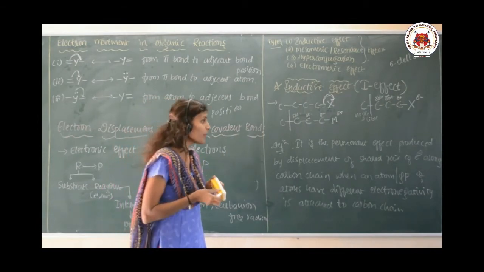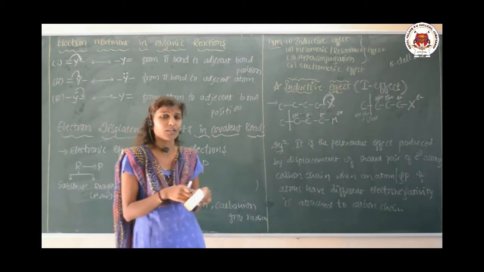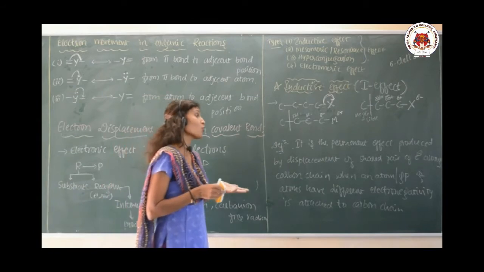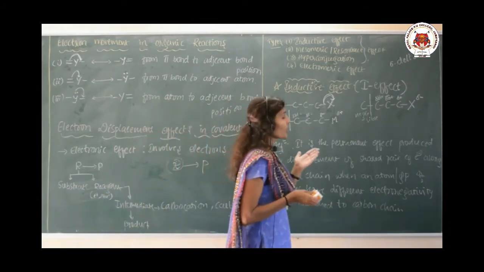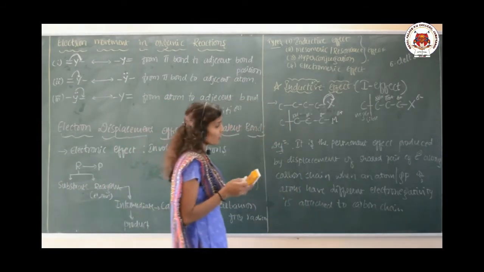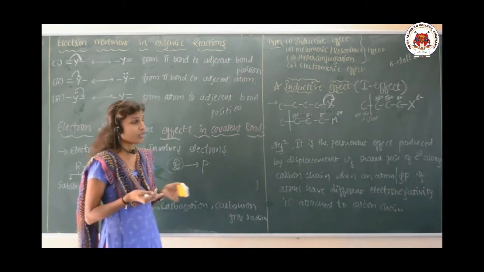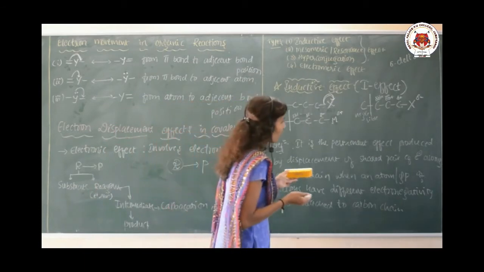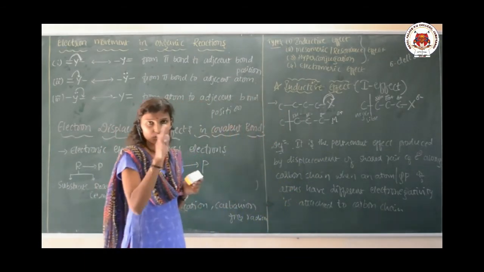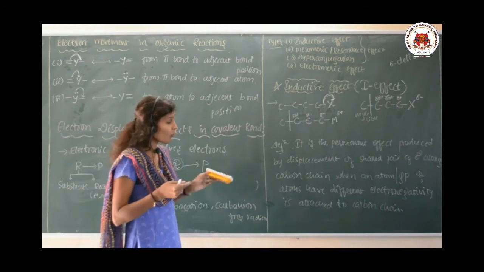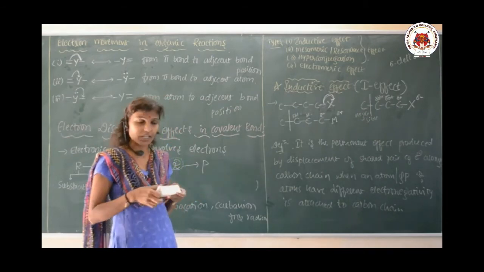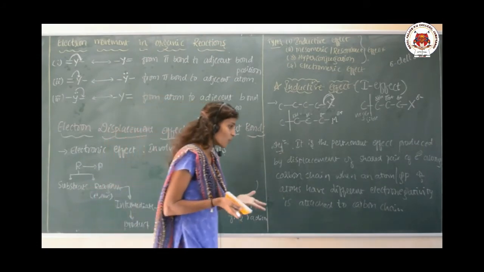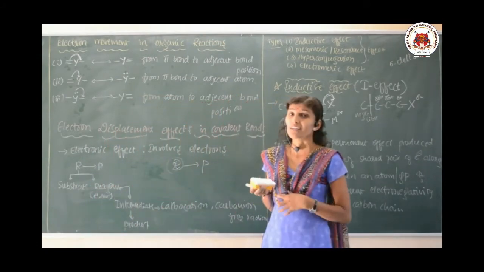So it is the permanent effect. What is the inductive effect? The definition will be asked of you, and how to define it? It is the permanent effect which is produced by the displacement of the shared pair of electrons along the carbon chain, when an atom or group of atoms having a different electronegativity is attached to the carbon chain. So this is how we can explain the inductive effect.